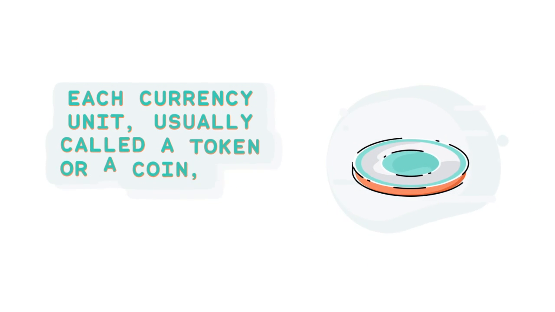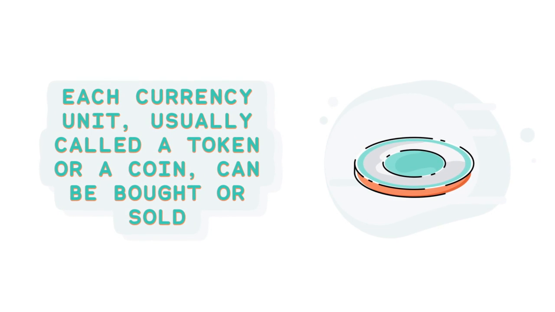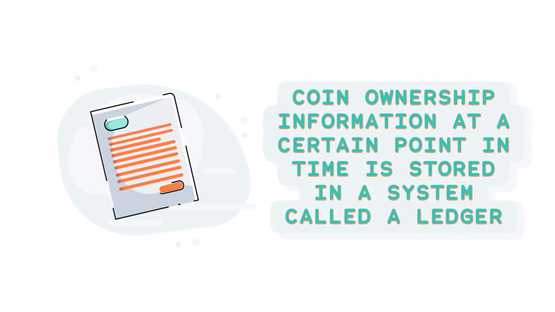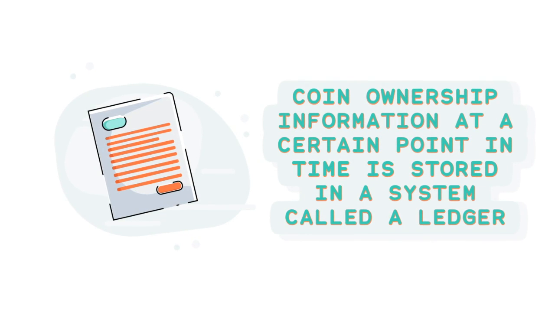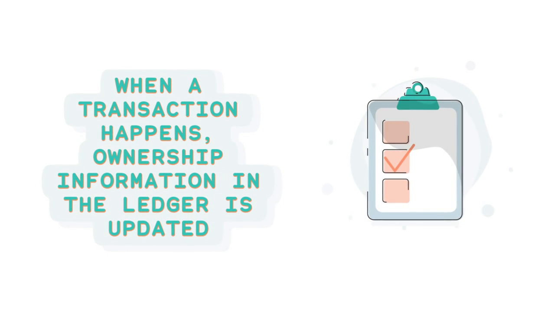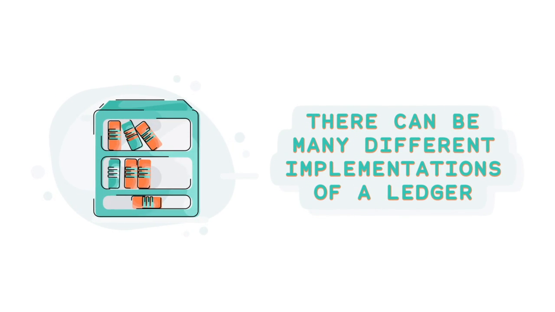Each currency unit, usually called a token or a coin, can be bought or sold. Coin ownership information at a certain point in time is stored in a system called a ledger. When a transaction happens, ownership information in the ledger is updated. There can be many different implementations of a ledger.